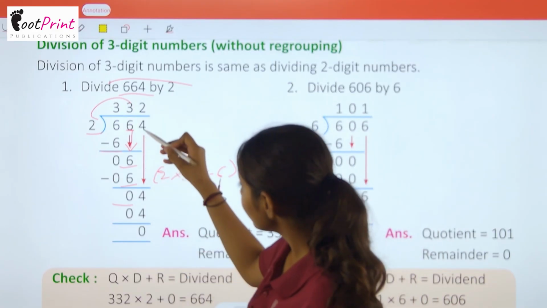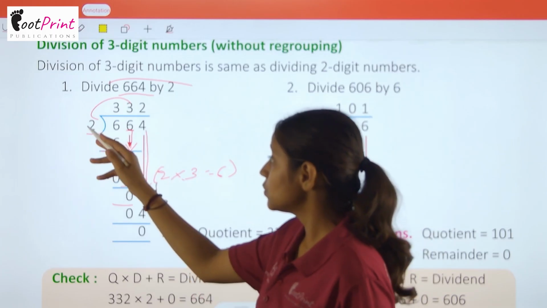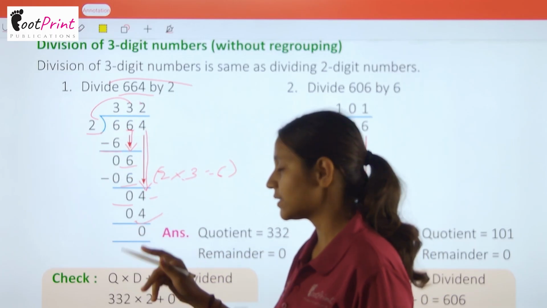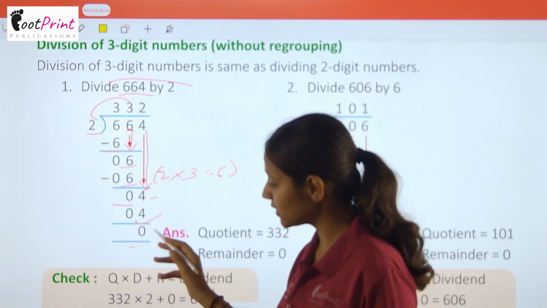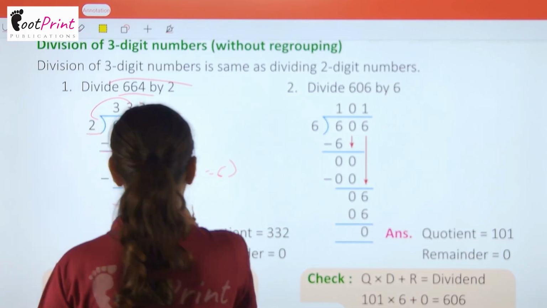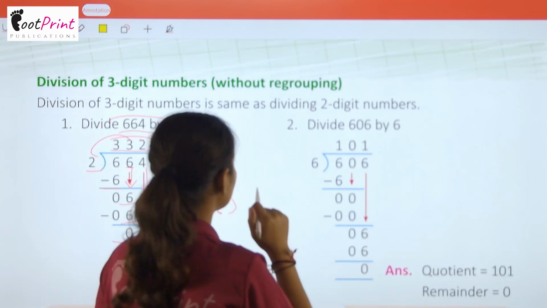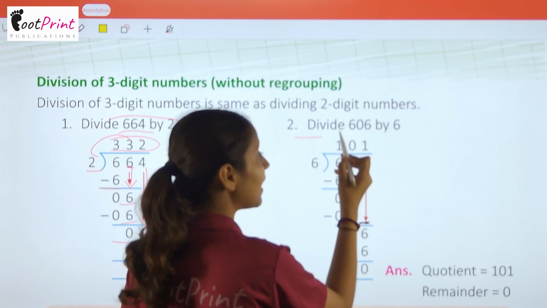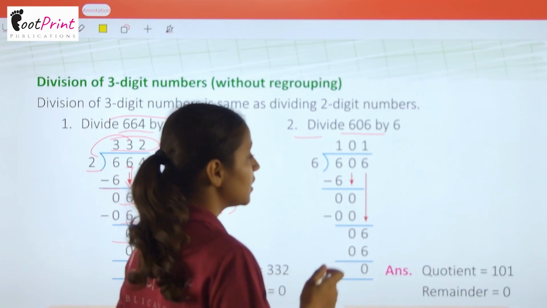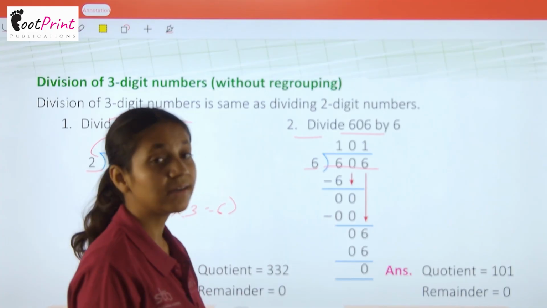Now we will bring this 4 to this place. Okay, now this 4 and 2 2s are 4. So we can write here 2 2s are 4. 4 minus 4 is 0. As a remainder, we are getting 0. Okay, and as a quotient, we are getting 332. Similarly, the question number 2 is divide 606 by 6. So here 606 is written as a dividend and 6 is written here as a divisor.